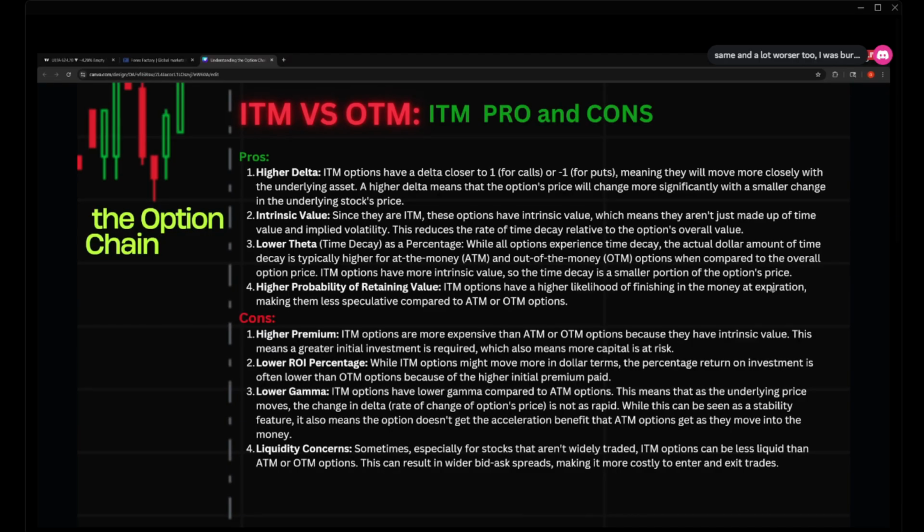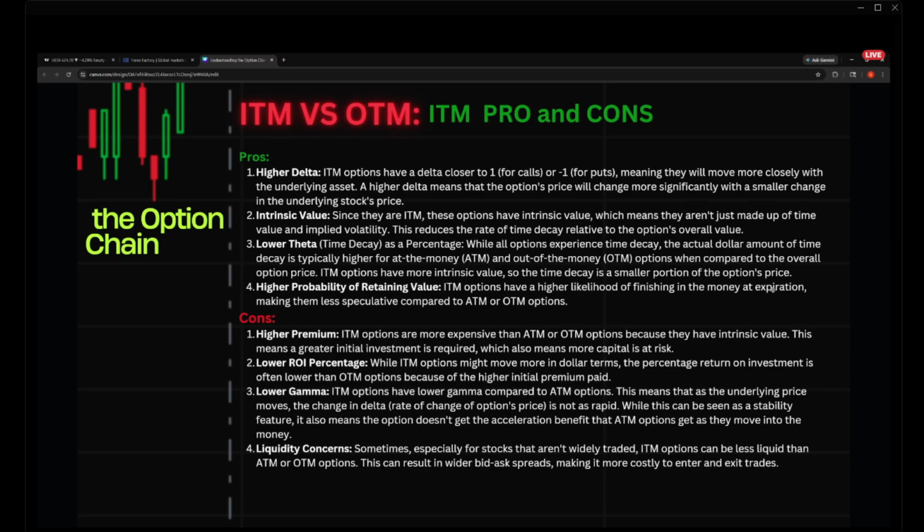All right, now here's some of the cons. They're going to cost a lot more money, and I know everybody in here probably knows that. In the money options are more expensive than at the money or out of the money options because they have intrinsic value. I can use them, I can assign them, I can exercise them, right? This means a greater initial investment is required, which means more capital is at risk. Lower ROI: while in the money options might move more in dollar terms, the percentage return on investment is often lower than out of the money options because of the higher initial premium paid.